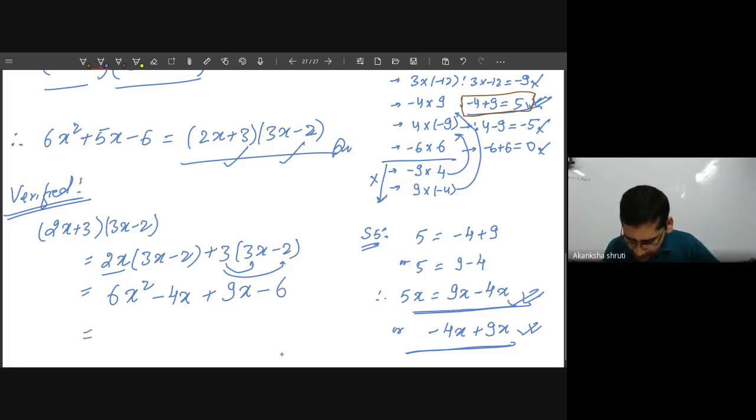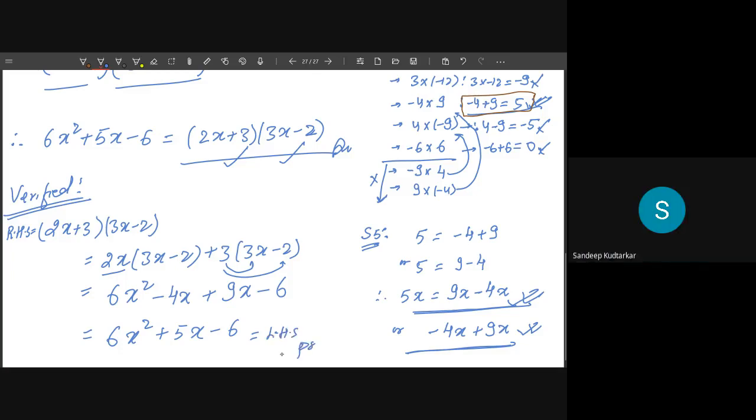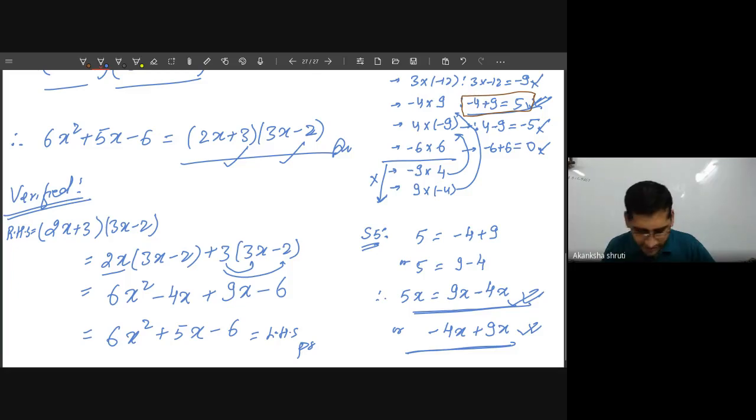Student, now what is minus 4x plus 9x? 5x. Very good. Plus 5x minus 6. So this was the product of the two linear brackets that we had taken. This was our RHS, and where we have reached is the LHS. RHS is equal to LHS, verified. So it is verified. It is so simple. Student, you can verify like this as well. Okay, so this way it is verified. It is so simple.